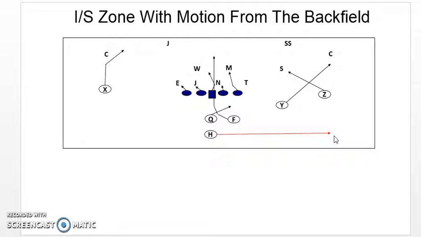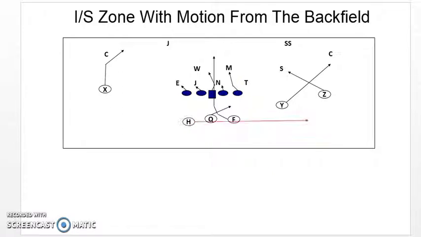Nothing changes. The pre-snap motion will force some type of trips adjustment by the defense. If they do not make a trips adjustment, then the quarterback knows that the ball should come outside. If they make a trips adjustment, then he can execute the zone part of the play or whatever run that we have going on in that situation.